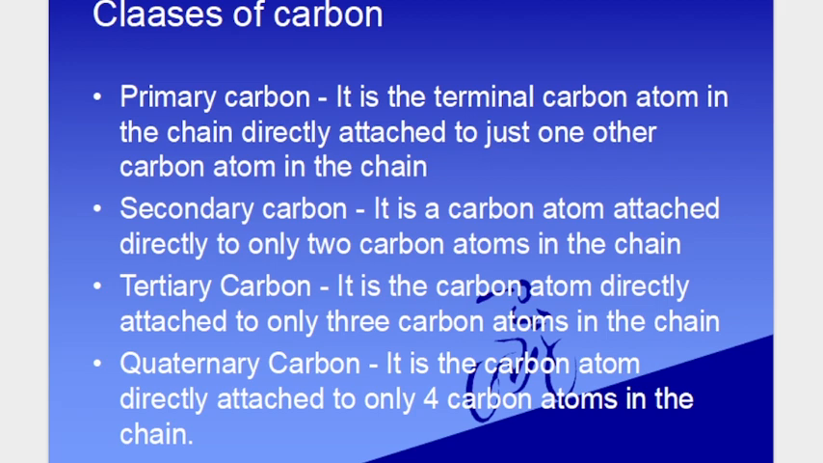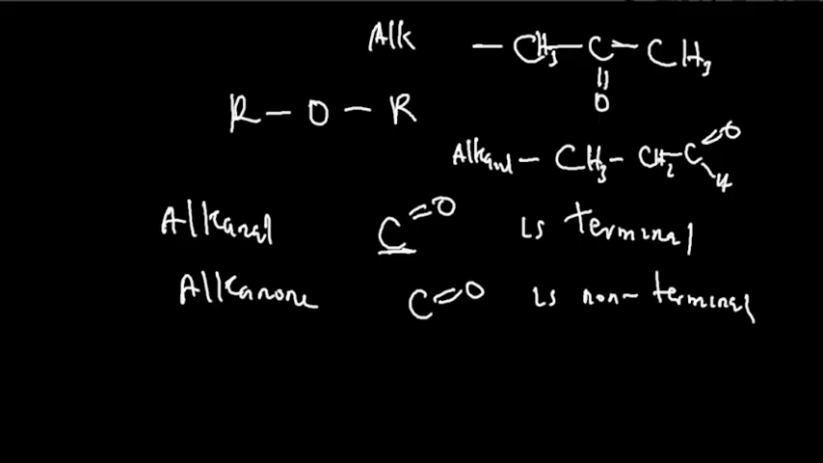There are 4 classes of carbon, and these classes are simply dependent on the number of carbon atoms attached to it. That's the simple principle. If it is a primary carbon atom, imagine you have a particular chain, for instance. Let's say you have a particular chain of carbon atoms.